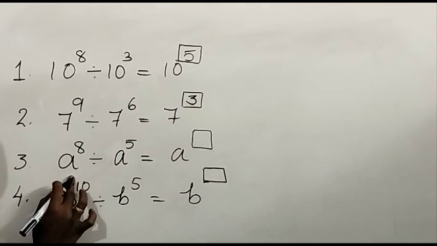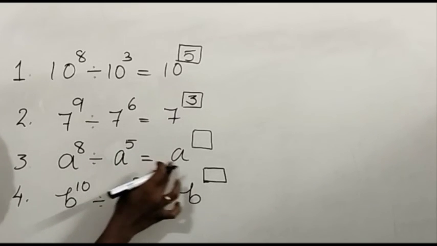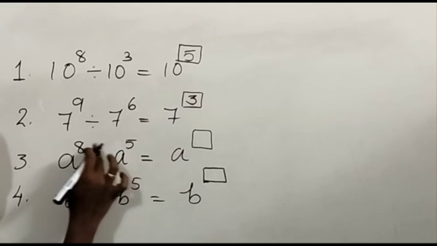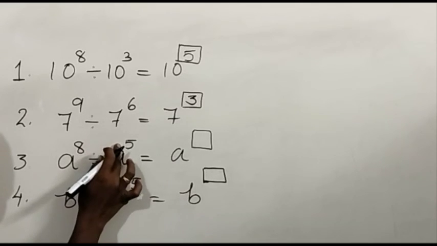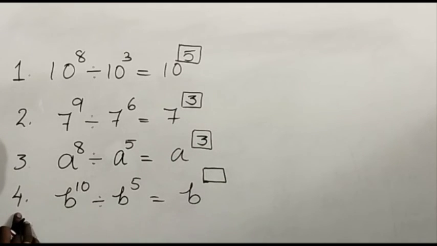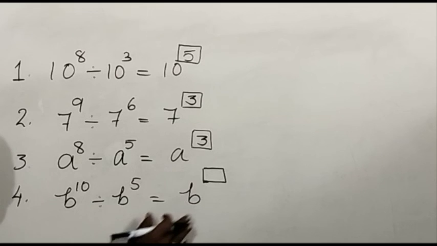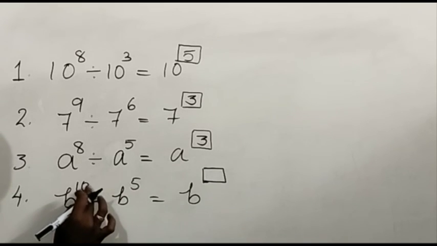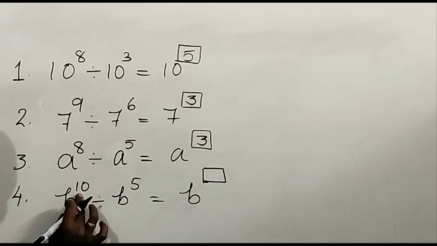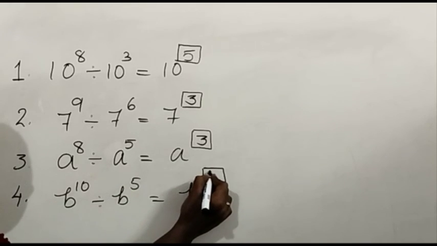Third one, a raised to 8 divided by a raised to 5 is equal to a raised to the difference between 8 and 5, that is 3. So a raised to 3. Fourth one, b raised to 10 divided by b raised to 5 is equal to b raised to the blank. Take the difference between the powers, 10 minus 5 is 5. So the answer is b raised to 5.